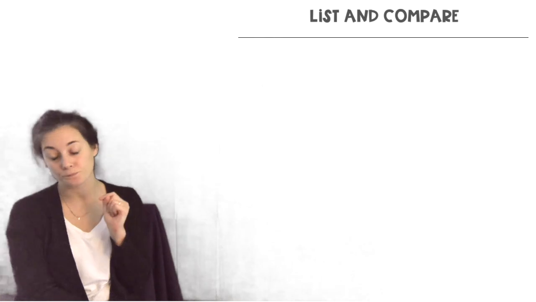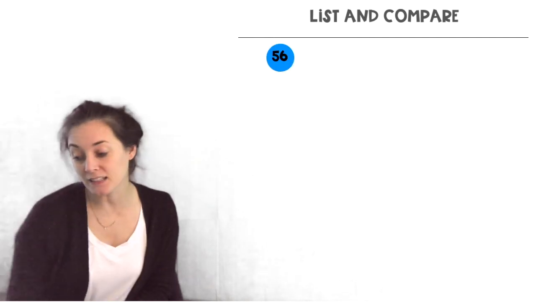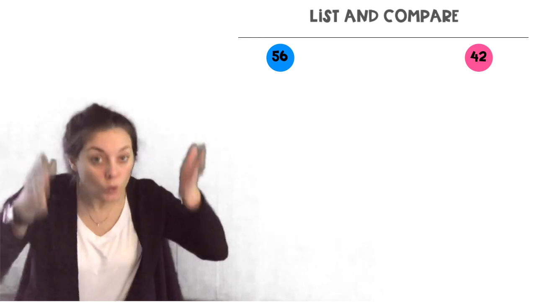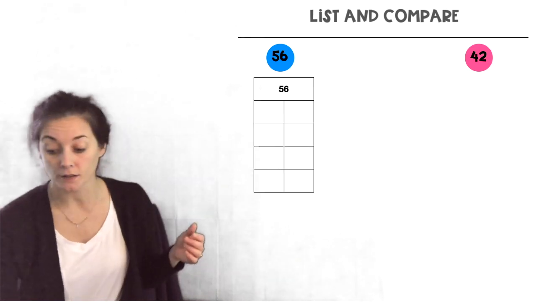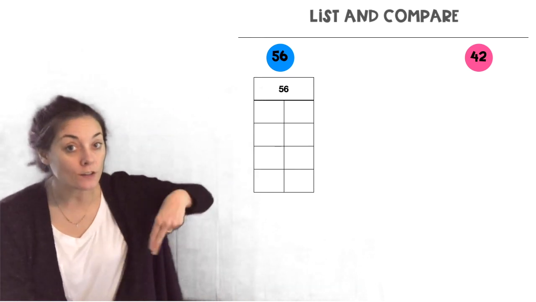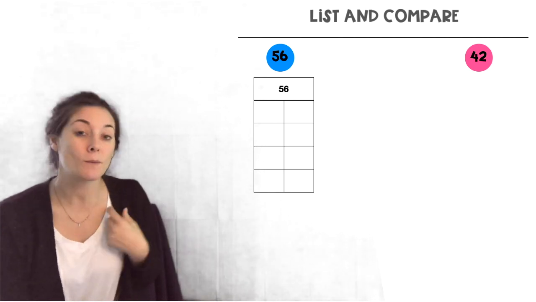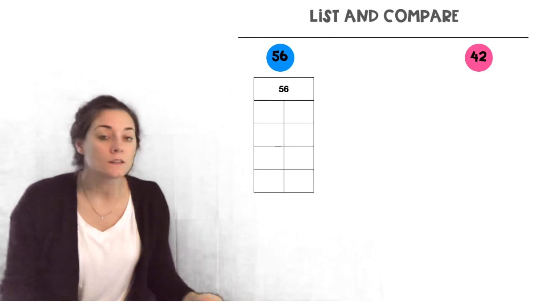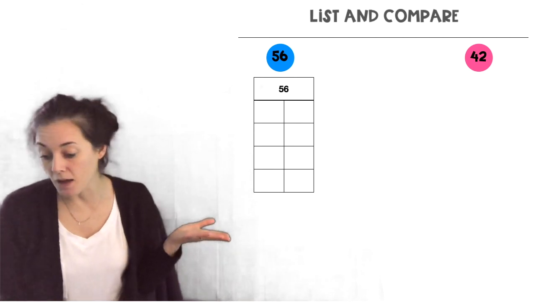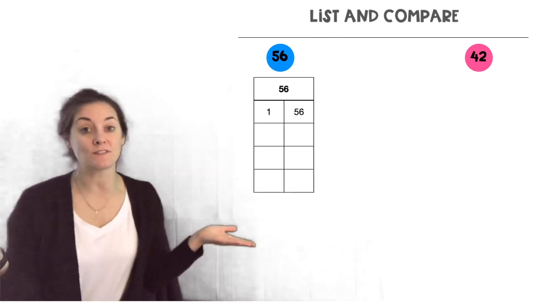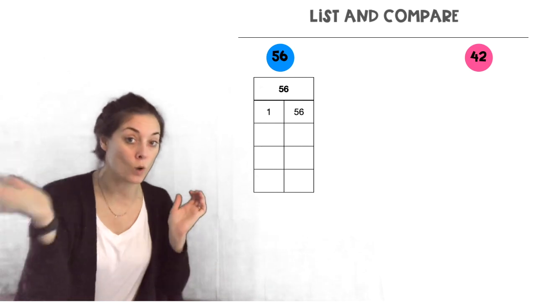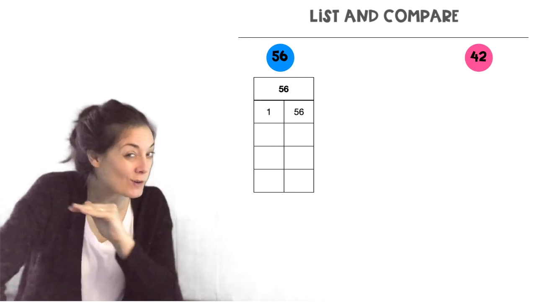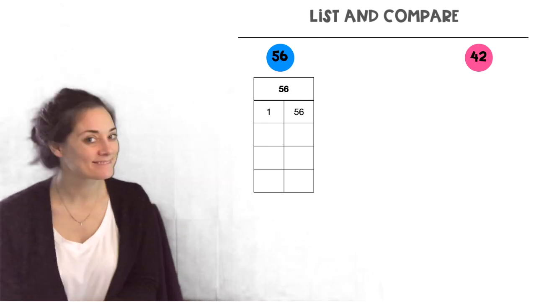So let's get rid of these two because we don't need them, and let's focus on just list and compare for right now. When we list and compare, let's say we had 56 and 42, we're quite literally going to list out the factors of 56. Remember, I like to use a table. Some of you like to use the rainbow, and that's fine. So I'm going to start listing them out. My first is 1 and 56. Every number has 1 and itself. Those are called prime numbers if that's their only factors.